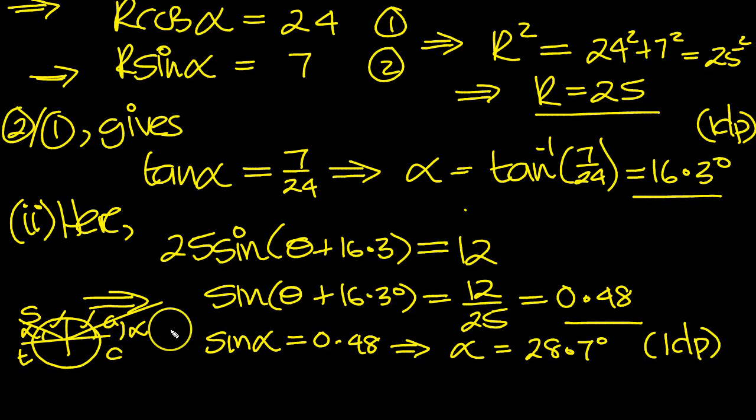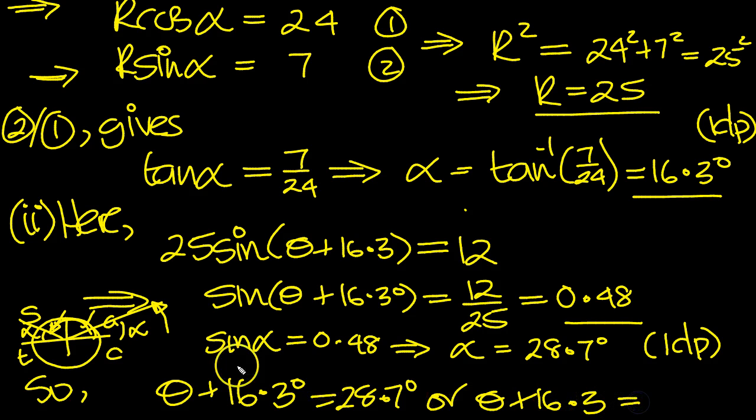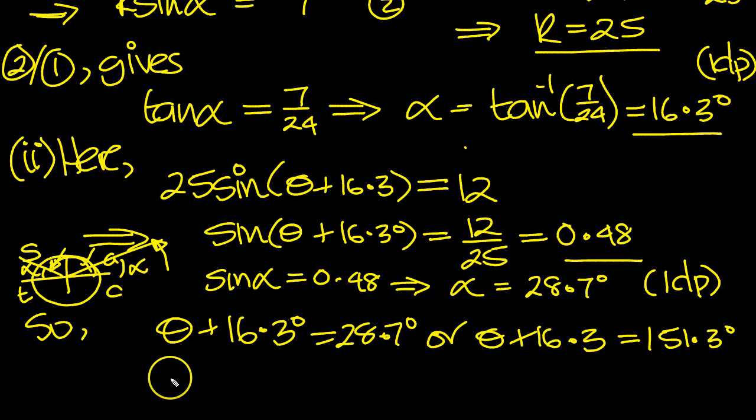So we can read off the solutions. Now the first solution is round to here. So this angle then, theta plus 16.3, is equal to 28.7, or the other solution is right round to here, isn't it? So again, the angle is theta plus 16.3, and that's equal to 180 minus the alpha. 180 minus this is 151.3 degrees. Both are still in our range, so that's good, isn't it?